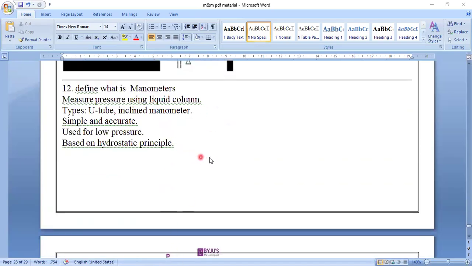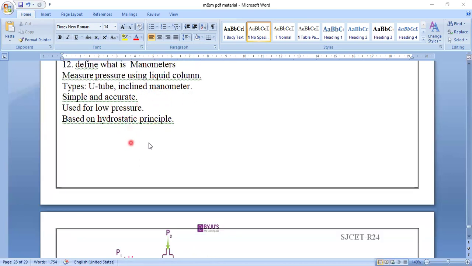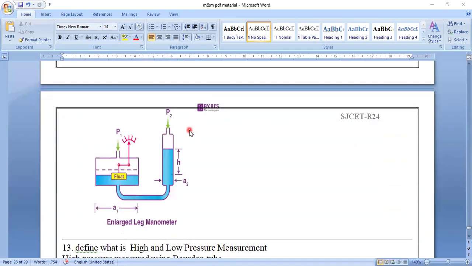Define what is a manometer. A manometer is also the same. A manometer measures pressure using liquid columns. You can't directly see pressure, but you can measure liquid movement. U-tube and inclined manometers are simple and accurate, and are used for low pressures, based on hydraulic principles.